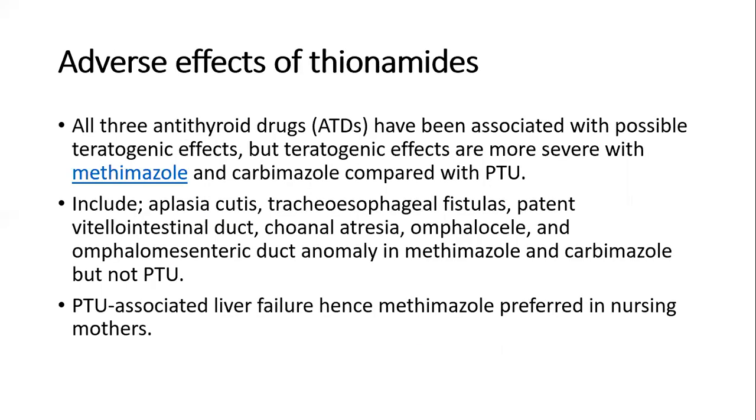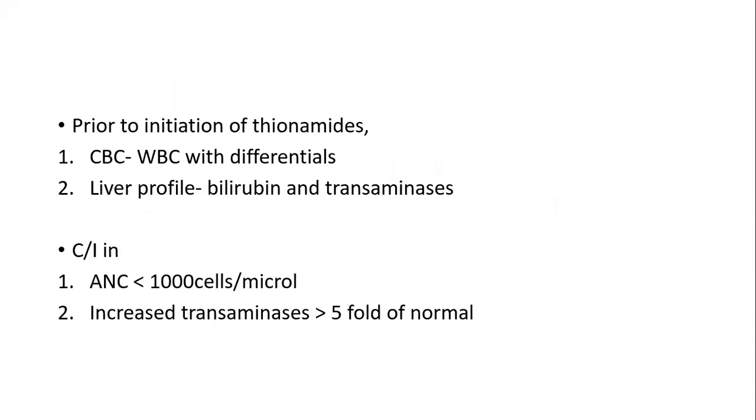So now for the adverse effects of thionamides, they have been associated with possible teratogenic effects, but the teratogenic effects are more severe with methimazole and carbimazole compared to PTU. These include aplasia cutis, tracheoesophageal fistulas, choanal atresia, omphalocele, and omphalomesenteric duct anomaly in methimazole and carbimazole. But PTU is associated with liver failure, and hence methimazole is preferred in nursing mothers.